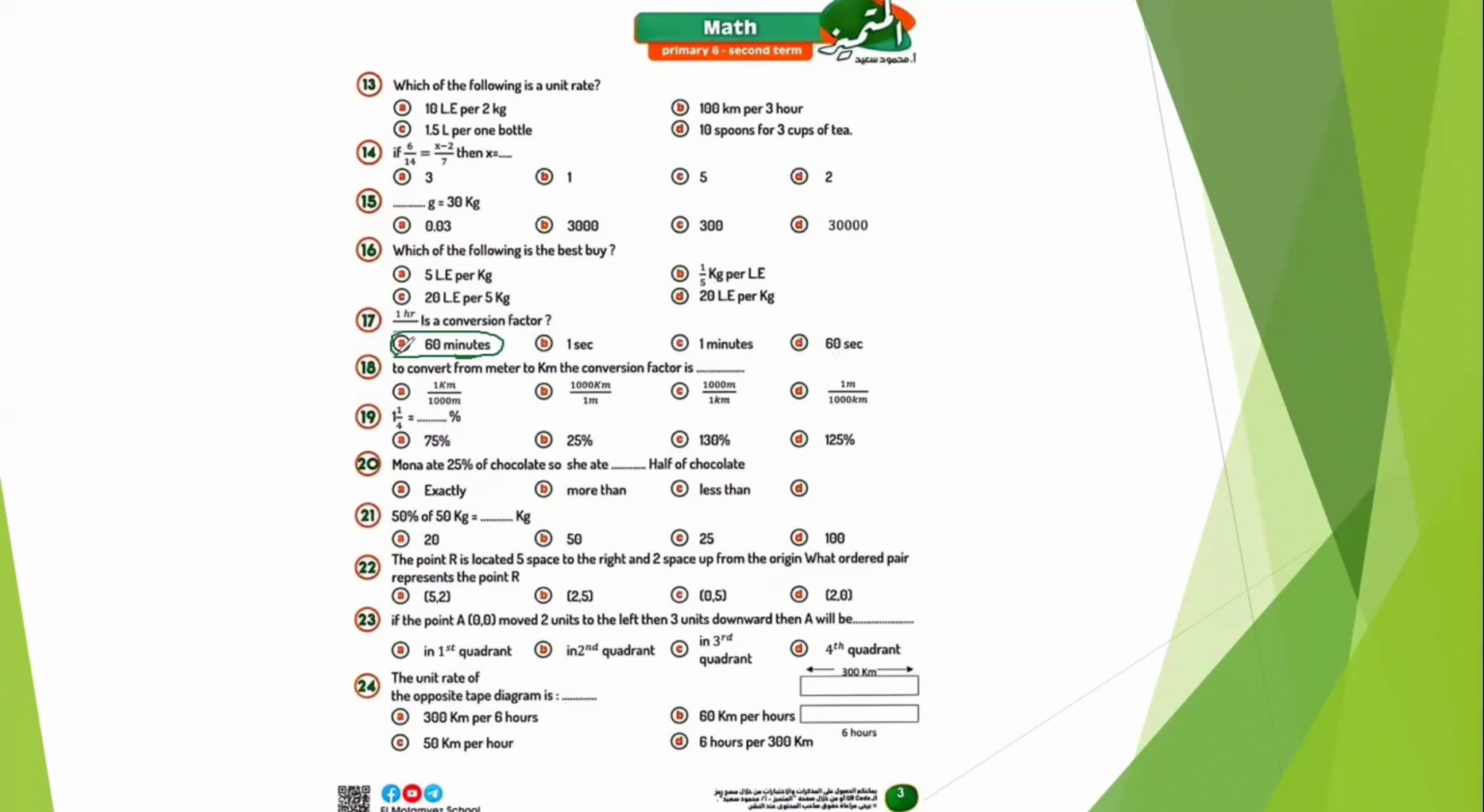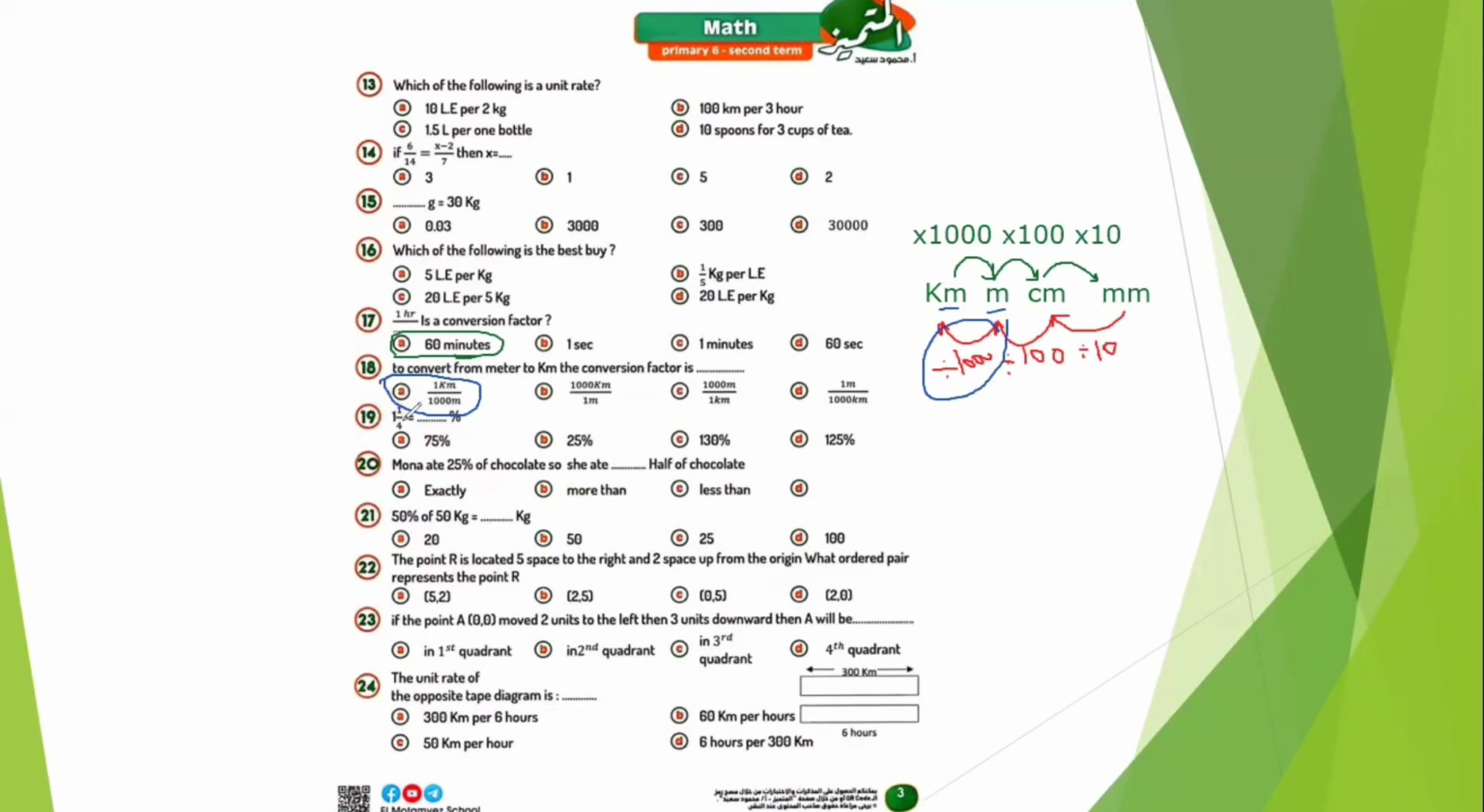18. To convert from meter to kilometer, what is the conversion factor? To convert from kilometer to meter, we multiply by 1000. From meter to centimeter, multiply by 100. From centimeter to millimeter, we multiply by 10. When we convert from millimeter to centimeter, we divide by 10. From centimeter to meter, we divide by 100. From meter to kilometer, we divide by 1000. So to convert from meter to kilometer, we have to divide by 1000. The correct choice is E.